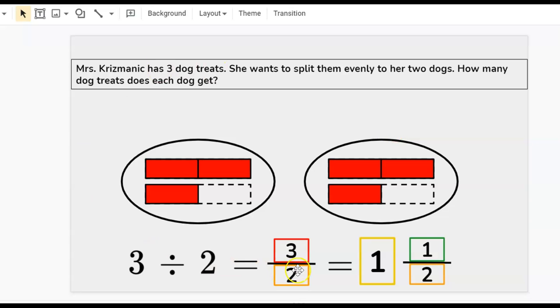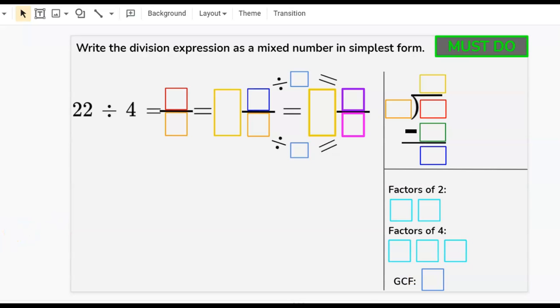So you guys are going to do problems like this today, and then you're also going to do some where you don't see the picture. You're just going to rewrite the division expression as an improper fraction, and then a mixed number that you might have to simplify as well. So here we have 22 divided by 4.